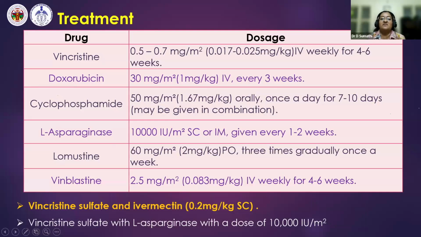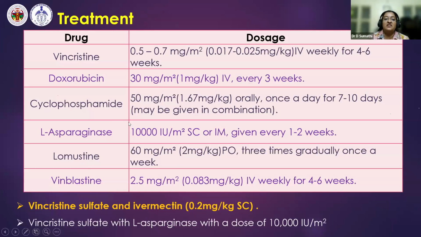Sometimes in some cases, vincristine does not give promising results, and you might be wondering why vincristine is not working. There are two types of canine TVTs: one is plasmacytic, one is lymphocytic. Lymphocytic responds well to vincristine, and some of the plasmacytic do not respond to vincristine. Then you have to look for alternatives. For alternatives, we have doxorubicin, cyclophosphamide, L-asparaginase, and lomustine. Here in Namakkal we use a vincristine sulfate and ivermectin combination, and vincristine sulfate with L-asparaginase in those cases which don't give a good clinical improvement with vincristine.